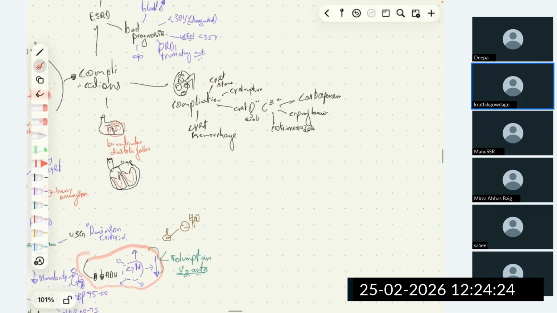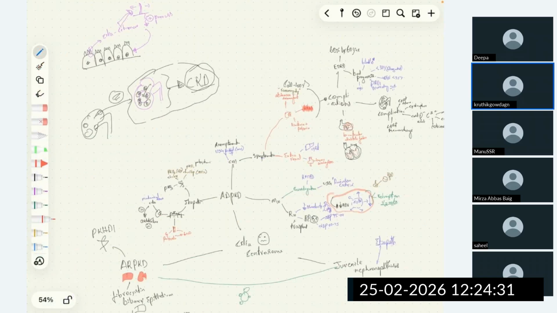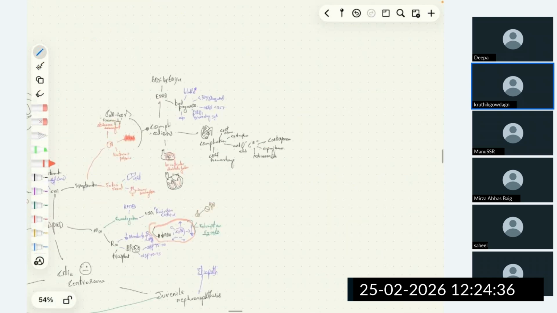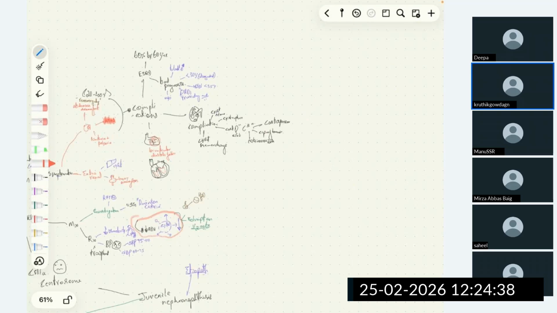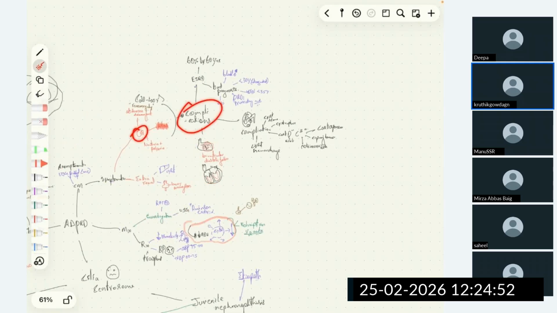And also, the patient may have cyst hemorrhage. There may be hemorrhage into the cyst which has developed. This leads to acute abdominal pain. The other important cardiac manifestation is biventricular diastolic failure. I will explain heart failure when we discuss cardiology. So this is about renal manifestations and associated complications. Extrarenal manifestations are cysts in the hepatic system and aneurysm.